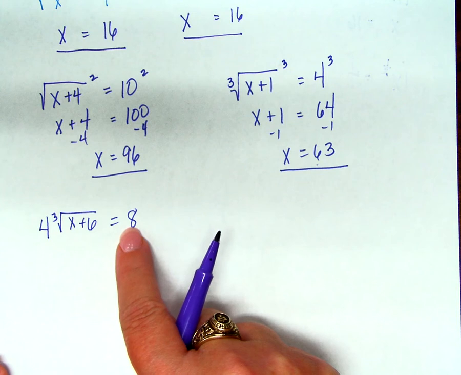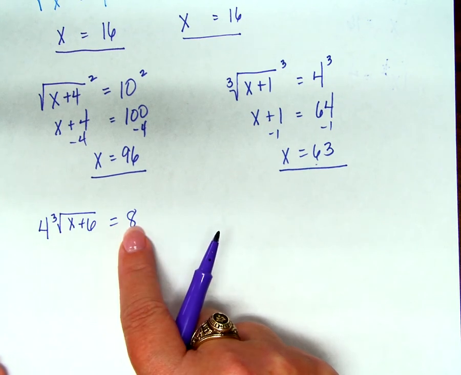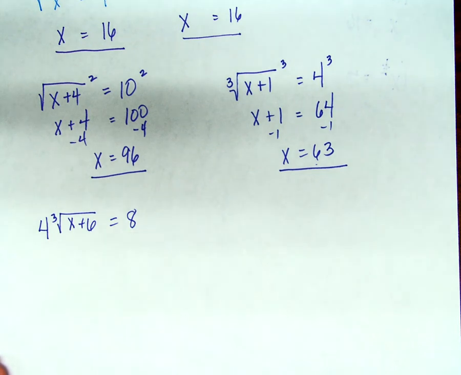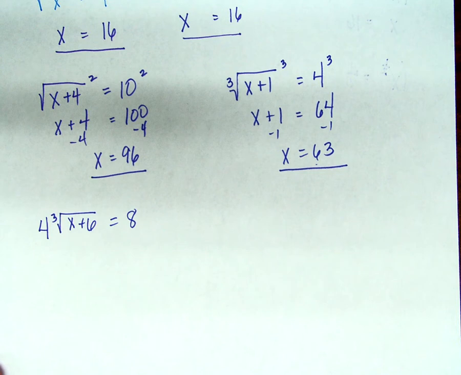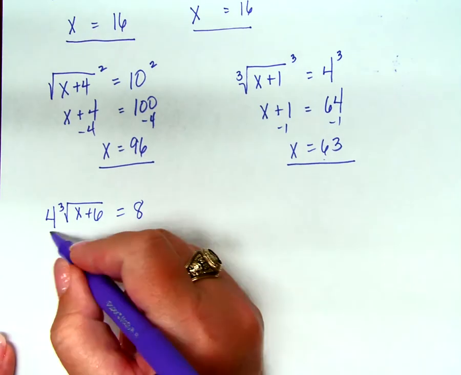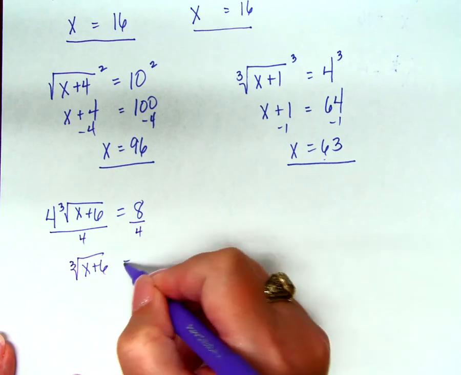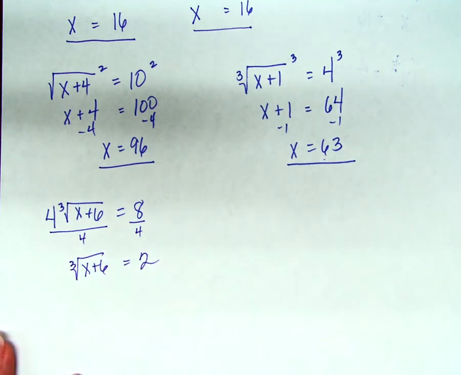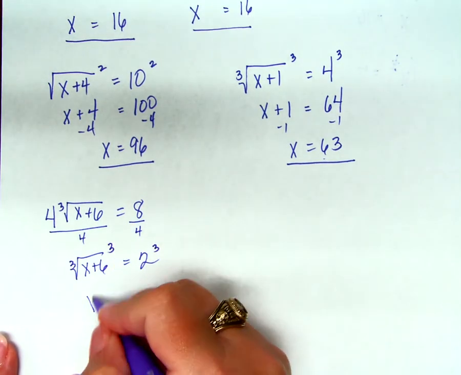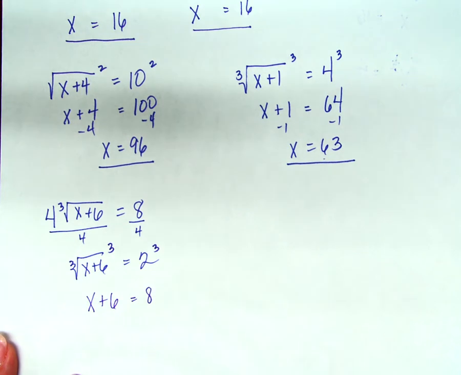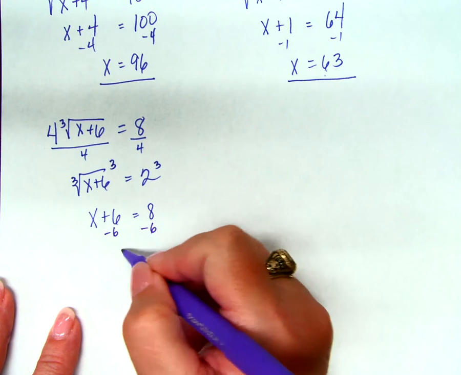Do you want to work with 8 cubed? Why work with 8 cubed when I could work with 2 cubed? Is it wrong? No, it's not. We could deal with smaller numbers if we divide by 4 first. So if I divide by 4 first, I get the cube root of x plus 6 equals 2. And now, like you said a second ago, I will cube both sides. So x plus 6 will equal 8. And then when I subtract 6 from both sides, I get x equals 2.